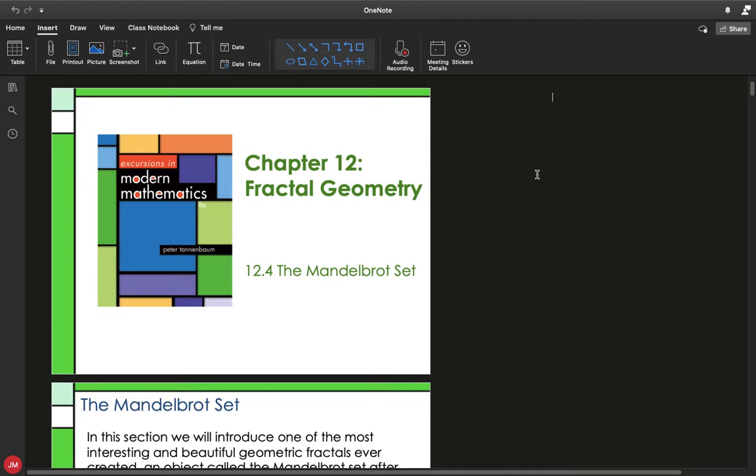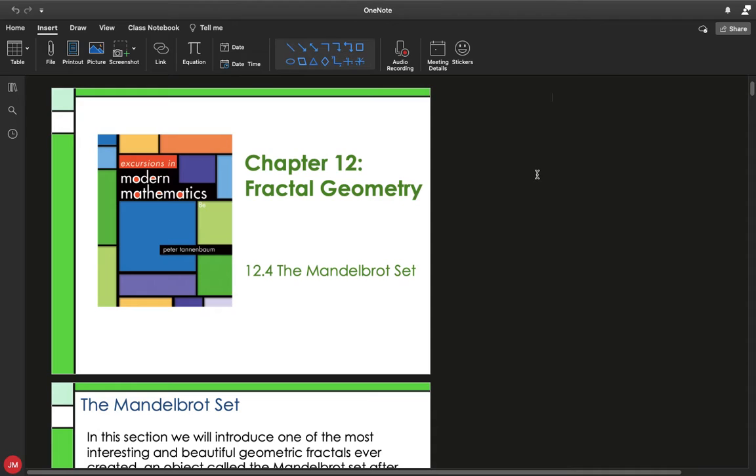Guys, we are in the last section of the notes for chapter 12, which have been all about these beautiful, wonderful fractals that we've been discussing. This one, though, probably takes the cake. This is probably one of the most interesting, most beautiful things that we could look at in terms of fractal geometry, and it's what's called the Mandelbrot set.